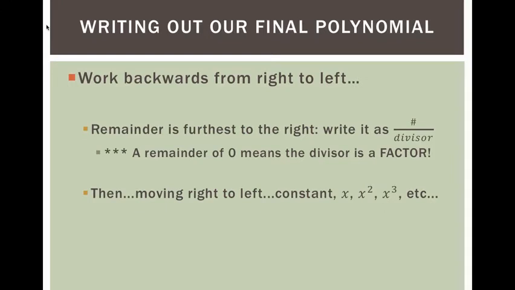Once we know what our remainder is, as we're moving from right to left, we have our remainder, and then we have our constant, our x squared, x to the third, et cetera, where you'll just work your way up one exponent at a time until you have taken care of all of the numbers under your synthetic division.